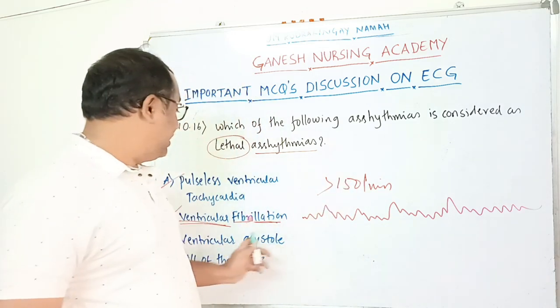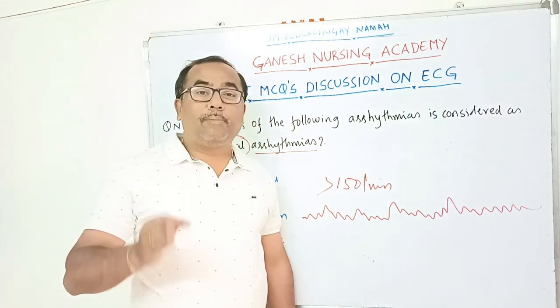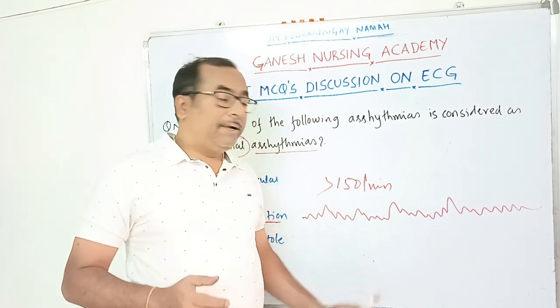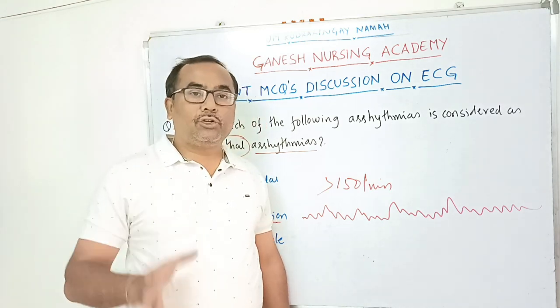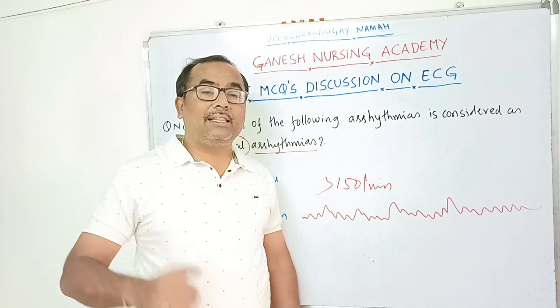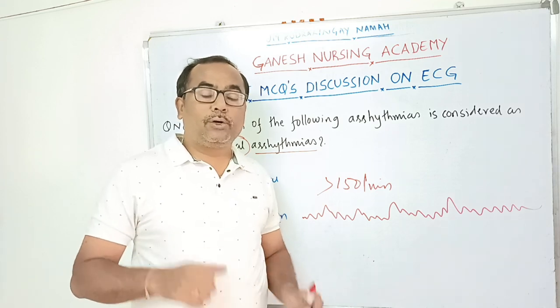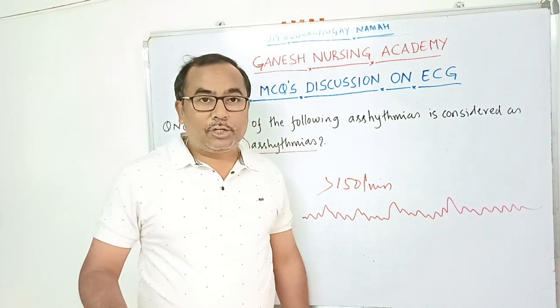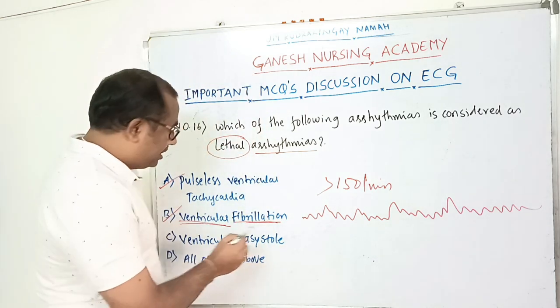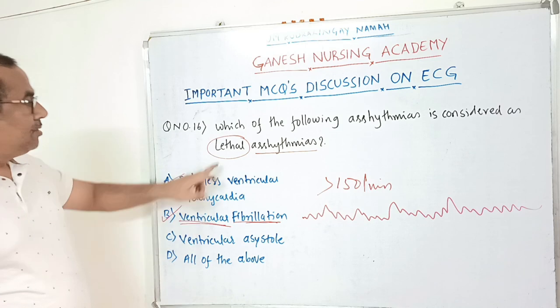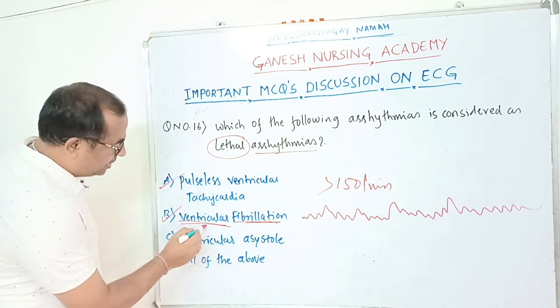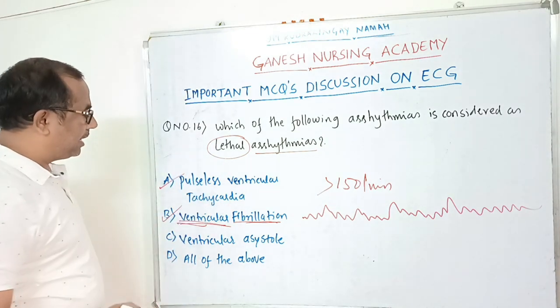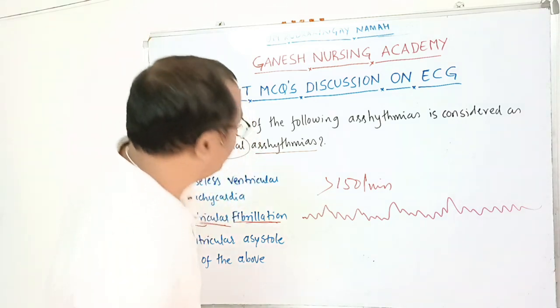So ventricular fibrillation is also one of the shockable rhythms. It can be terminated only by giving a shock by defibrillation. Until then, we need to keep doing chest compressions to maintain cerebral tissue perfusion, to maintain vital organ tissue perfusion. So this is ventricular fibrillation, which is also considered dangerous. Pulseless ventricular tachycardia is also a dangerous or lethal arrhythmia.